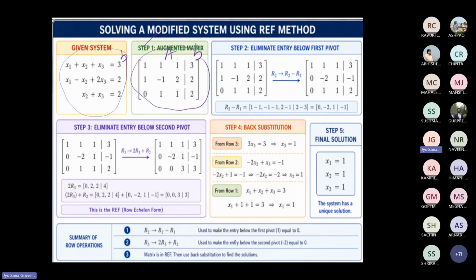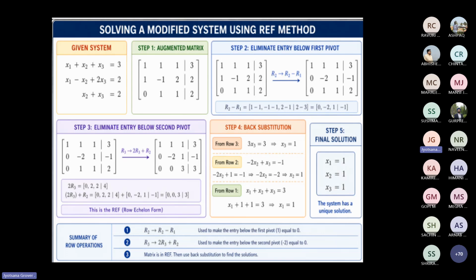Now the next step is REF. First pivot means leading element, considering the first row. You have to convert all the elements below this entry to 0. This is already 0. Now you have to convert this to 0, so what operation will you perform? R2 is R2 minus R1. So 1 minus 1 is 0, 1 minus 3... 1 minus 1 is 0, minus 1 is minus 2, 2 minus 1 is 1, 2 minus 3 is minus 1. This row you need not touch because this is already 0.